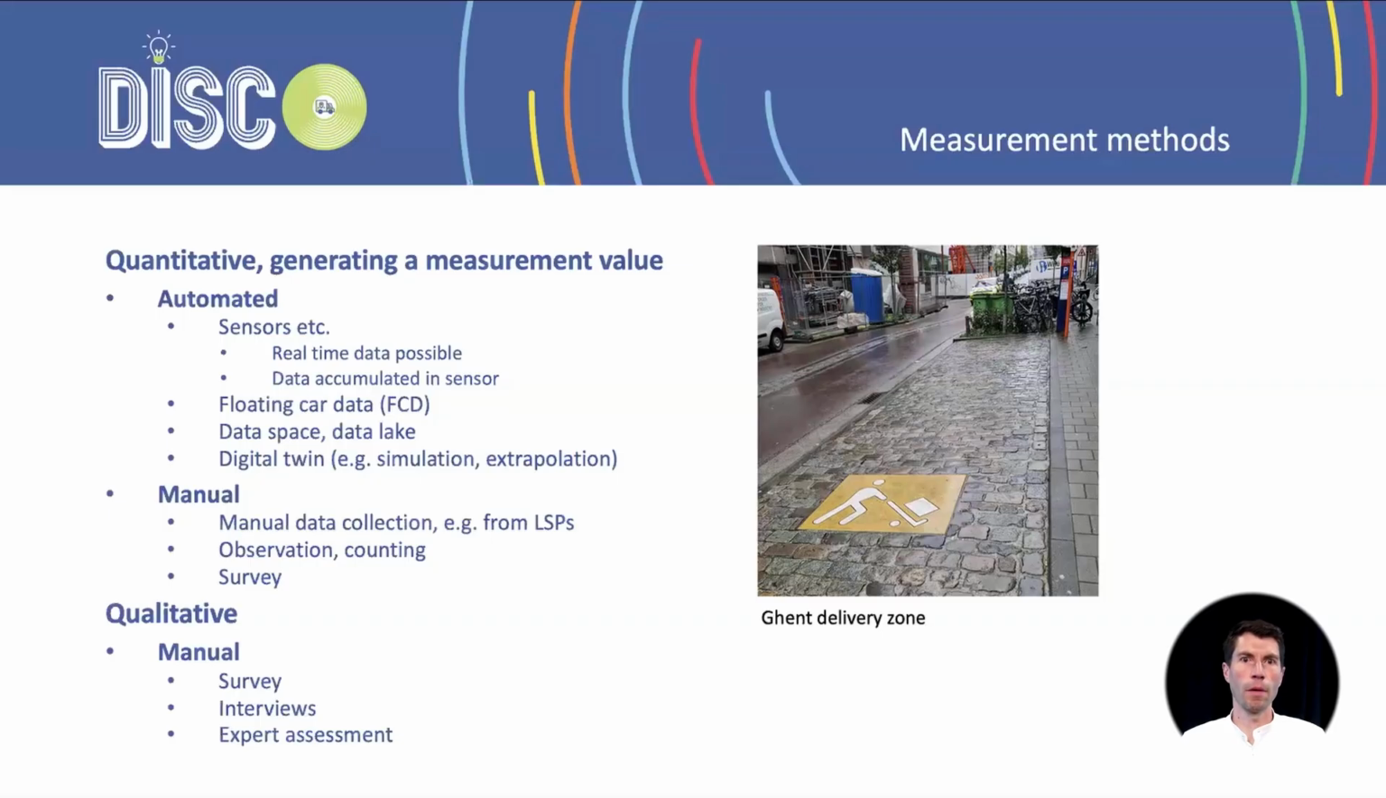Finally, qualitative measurements. These are usually classified as manual. Qualitative indicates that data or KPIs cannot be measured on a scale. Rather, judgments about the KPI are made. The support for such judgments can be collected by surveys, for example, or with the help of expert interviews.